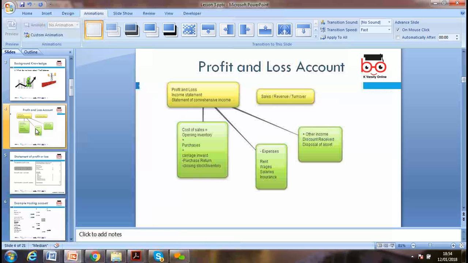This slide explains what comes under the profit and loss account: sales, revenue, turnover, and cost of sales, and how we can calculate it. Expenses we need to deduct. If we have other income like discount received, or disposal of any asset we are selling, we add it. Then we can calculate the profit or loss.